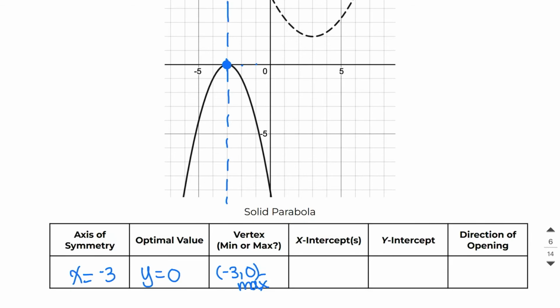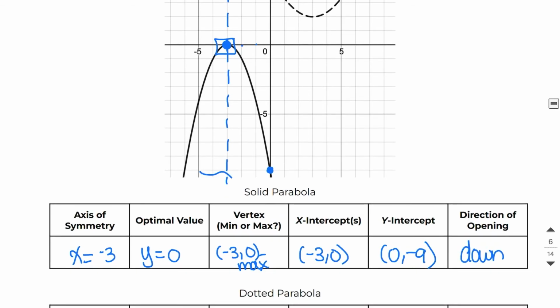It's a maximum. Now, if you notice, the x-intercept and the vertex ended up being in the exact same spot, and that's okay. So I just wanted to show you an example where you might have the same vertex as the x-intercept, okay? And then our y-intercept is right here. It is at 0, -9. And the direction of opening is down because it opens at the bottom. It's upside down. It's an upside down parabola.